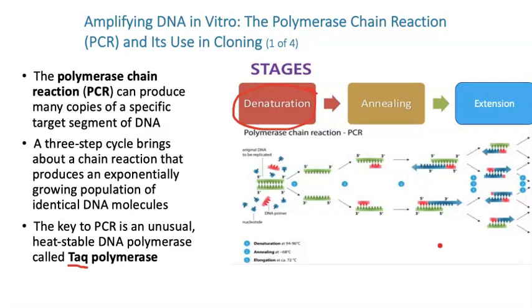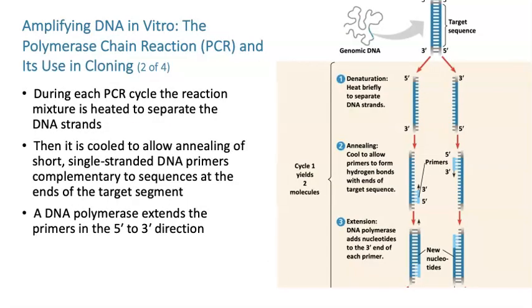I think the one from your book might be a little bit better, but I like the graphics on this one. So when the Taq polymerase, that special DNA polymerase, is adding on the nucleotides, that's called extension. Okay, so denaturation, annealing, and extension. Let's take a look at how your book shows that.